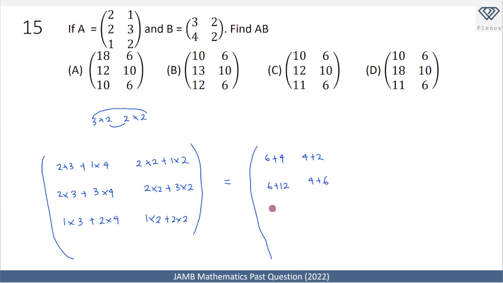And the last ones: 1 times 3 is 3, and 2 times 4 is 8. And we have 1 times 2 is 2, and 2 times 2 is 4.